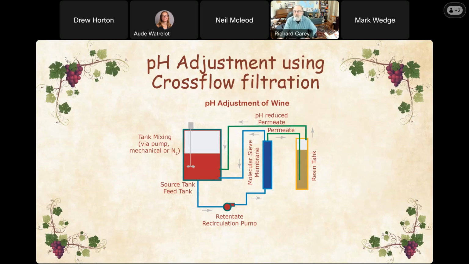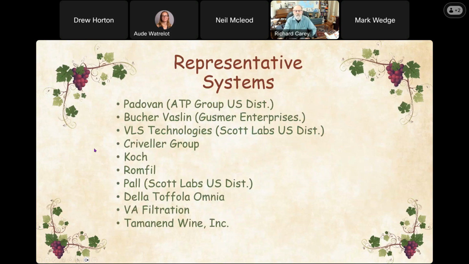But for smaller wineries, there is an effect of your wine on the actual resin material, not the process of the resin, but the resin. And so by putting a membrane that will allow only the small molecular weight part of your wine go through here, you can introduce your hydrogen ions back into your source tank and lower your pH. So again, same list as we had before.